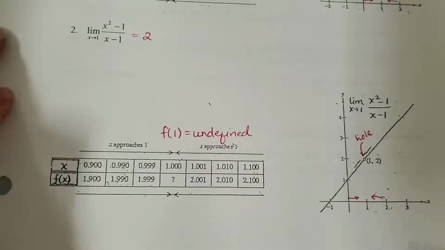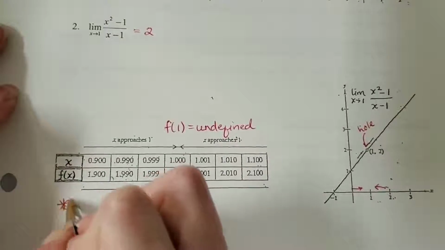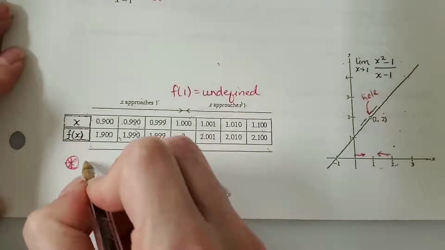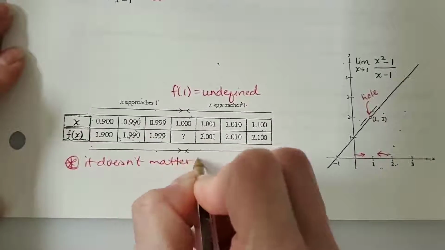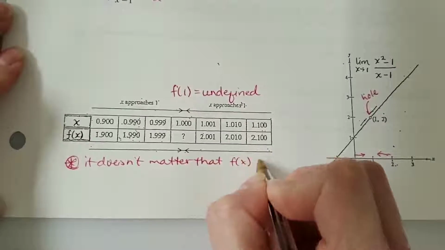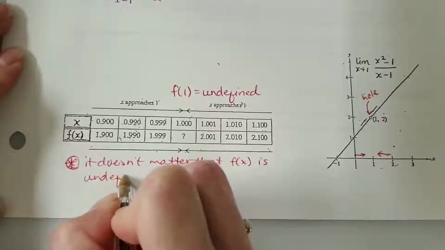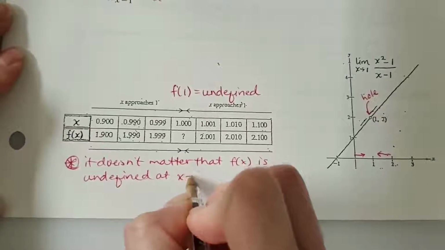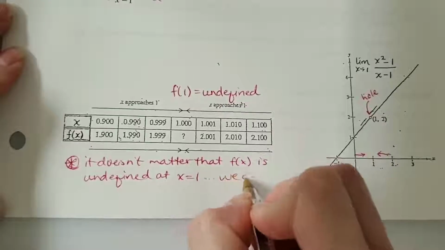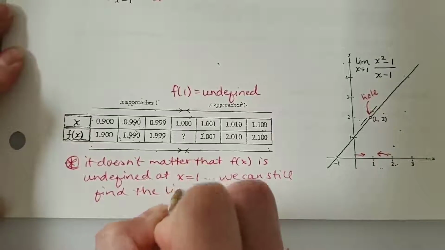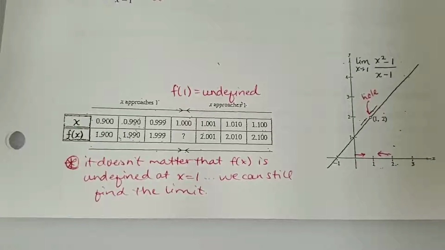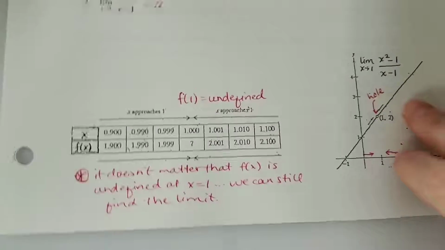Okay, we got room down here. It doesn't matter that f of x is undefined at x equals 1. We can still find the limit. All right, let's look at a couple more examples.